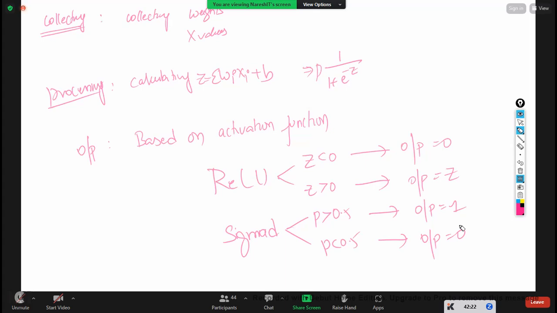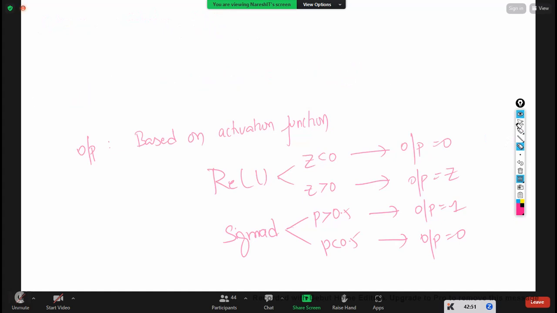This is the meaning of a neuron. Every neuron will work like this. Every neuron will collect the weights and the values, and based on that it is going to work. Is that clear, guys? Now, sir, which activation function do I have to select? The answer is very simple.